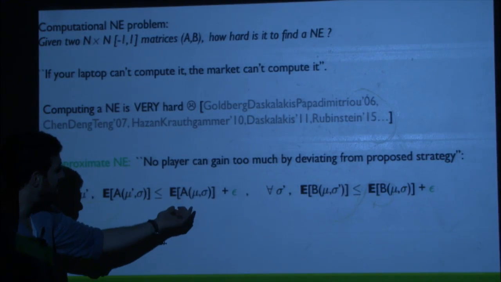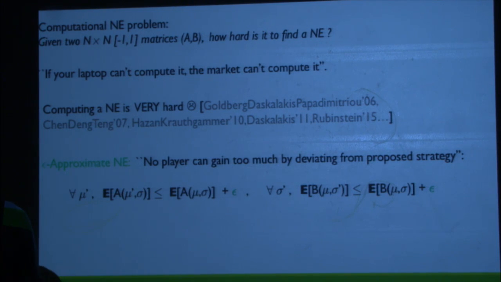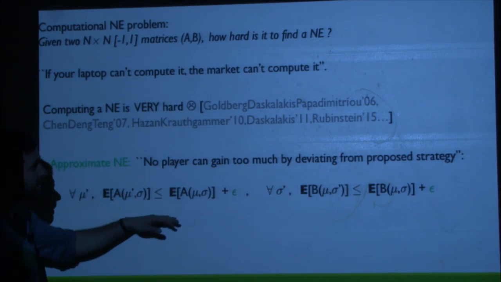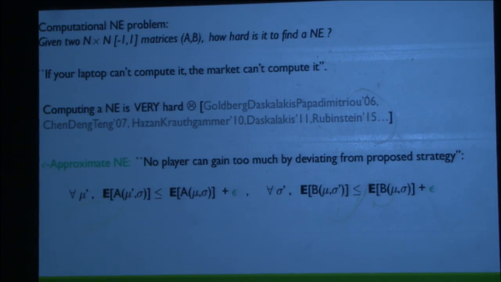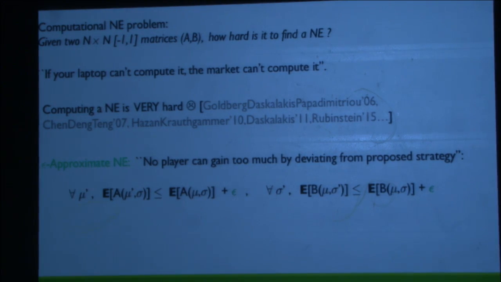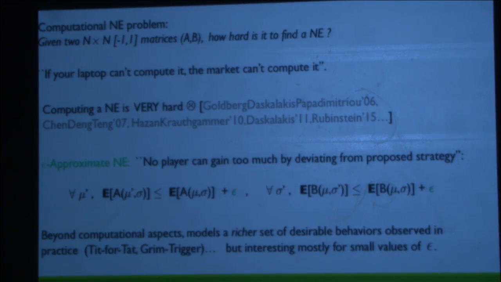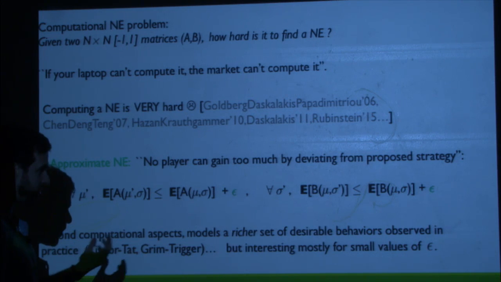Currently, we require that no player can improve his utility by more than an additive factor of 1 over a million, or some very small value. So is the concept clear? So mu and sigma, mixed strategies, form an epsilon Nash equilibrium if neither player can gain more than an epsilon additive factor. And I want to stress that beyond potentially making the computational problem more feasible, this notion is appealing also because it captures a much wider, richer set of desirable behaviors which are observed in practice.